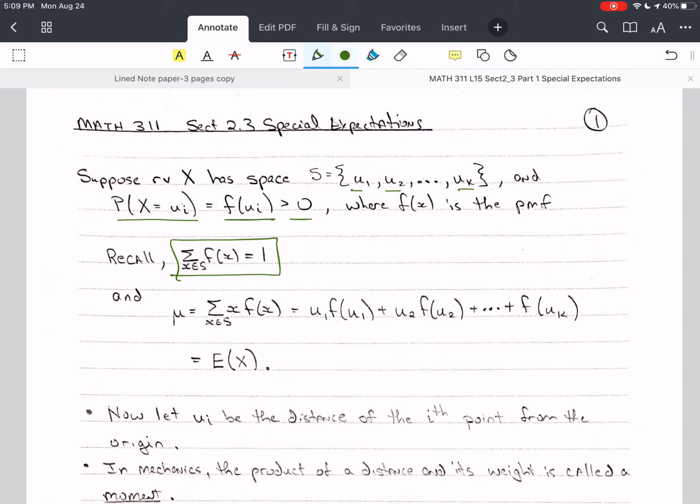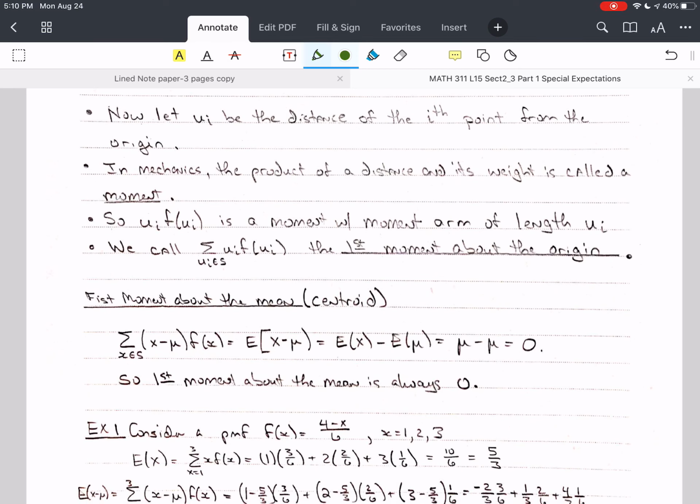And we recall that mu is equal to the expectation. So it's the sum of x times f of x across all values of x. And we can write that in this case as u1 f of u1 plus u2 f of u2 all the way up to u sub k f of u sub k, and that is our expectation, which is our mean.